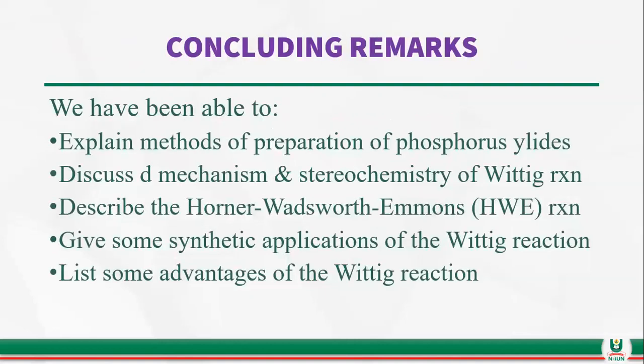In conclusion, we have been able to, one, explain the method of preparation of phosphorus halide. We have been able to discuss the mechanism and the stereochemistry of the Wittig reaction. We have been able to describe the Horner-Wadsworth-Emmons reaction. We have given some synthetic applications of the Wittig reaction. We have also listed some advantages of the Wittig reaction. So on this note, we have come to the end of this class for today.